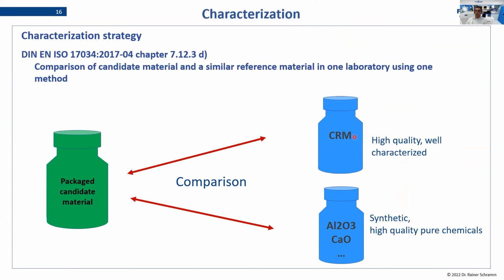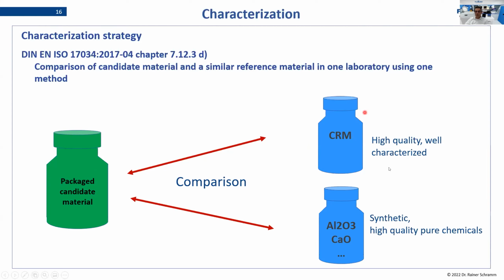That means we look: is there already a material from NIST which is comparable to our material we want to certify? And then we could use this to establish our own certified reference material. Of course, mostly this fits for a few elements, but not for all elements. And so we need to have a second possibility.